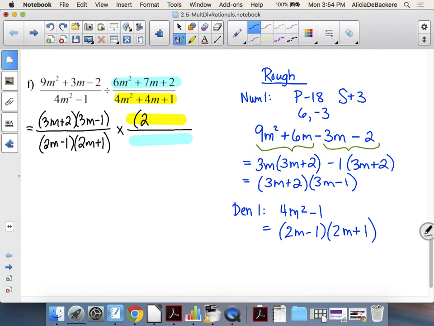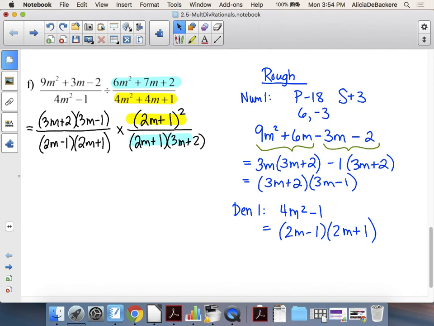So the square root of the first, adding sign, and then the square root of the last. And then the second denominator, that was the blue one, when you factor that one, you're going to get 2m plus 1 and 3m plus 2. So I trust that you can go off into your rough work and do that decomposition factoring. And now we're looking for factors that cancel top to bottom. So I see that I've got a 3m plus 2 and a 3m plus 2.